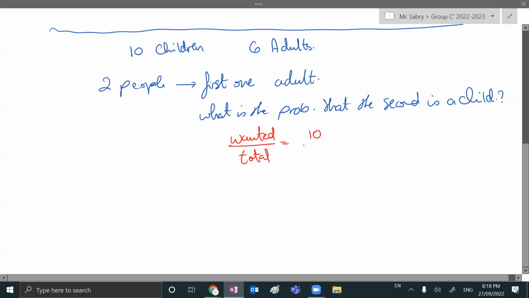10. Good. Now bear with me. Here's the thing. The wanted is 10. That's true. But is the total 16? Yes, there are 10 kids and 6 adults. But we've already selected one adult the first time. Exactly, so they're reduced now by 1. Instead of the total being the children and the adults together, one adult is already gone, so they're now actually a total of 15. So this is the probability of selecting the second one and it comes out a child.